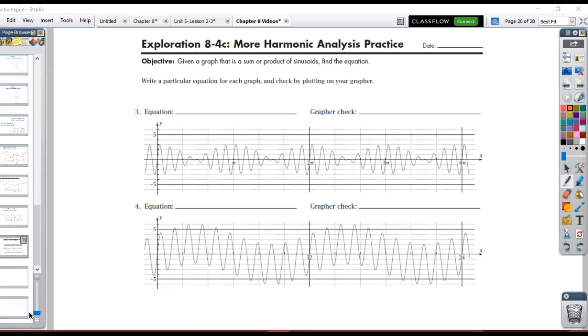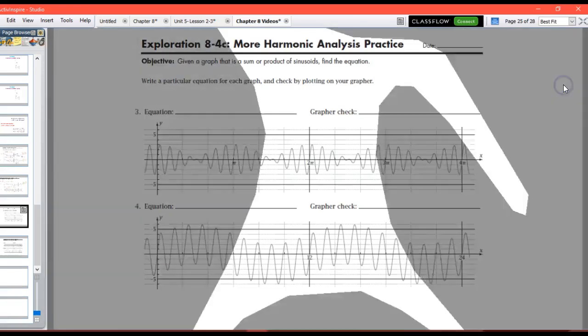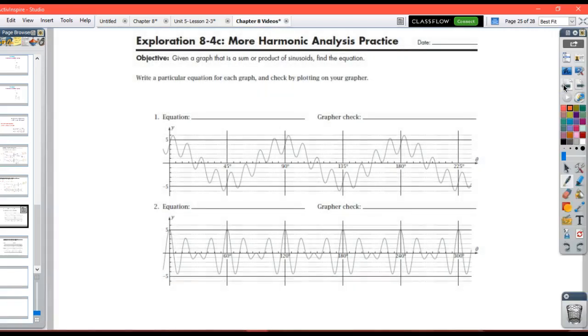So in this video, I'm going to go over exploration 8.4c, just more practice with the harmonic analysis, coming up with the equations of these graphs. I'll go ahead and go back a slide and start at number 1 first. And so with this one, I can see that the amplitude is staying constant and it's the sinusoidal axis that's changing. And so I know that I'm going to end up adding two sinusoids together.